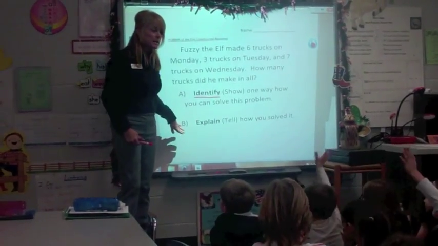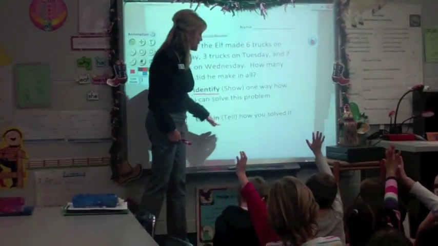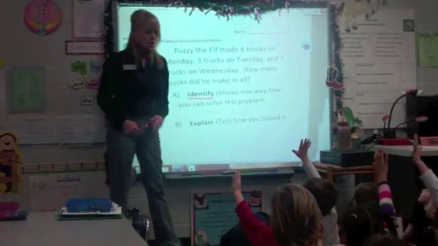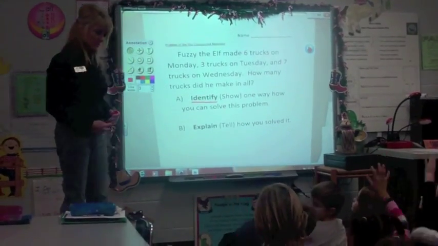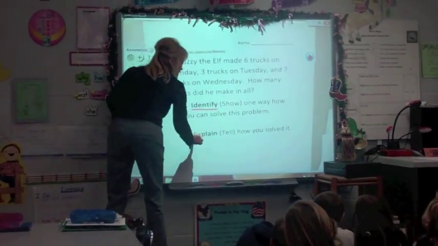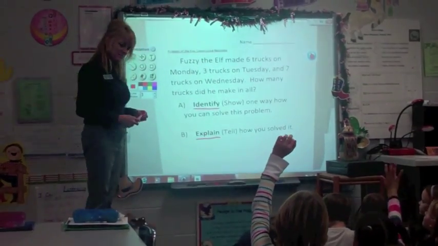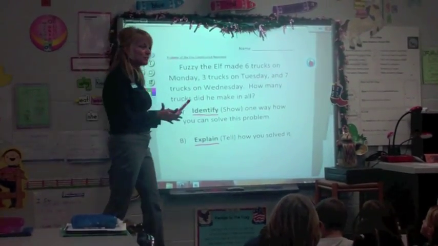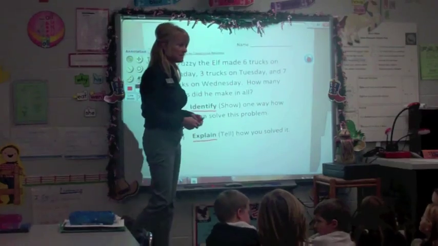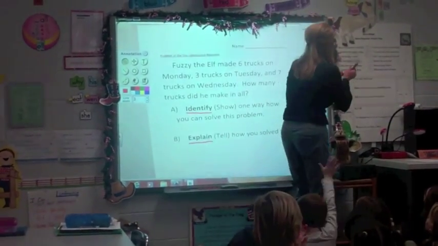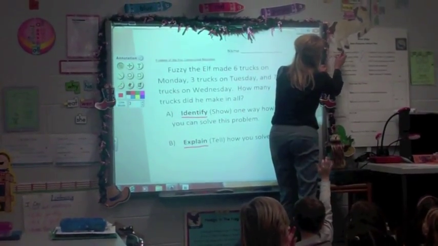Okay, part B says explain how you solved it. What does it want you to do? Explain. And what does explain mean? Tell. You're just going to write out in words what it means. Okay? So we're going to check that part off.